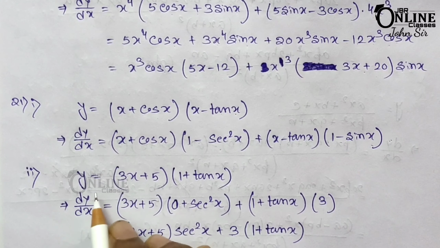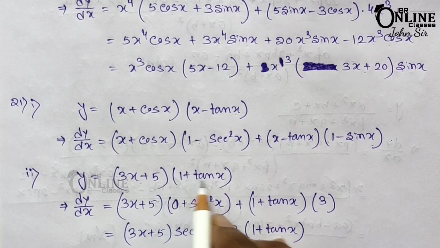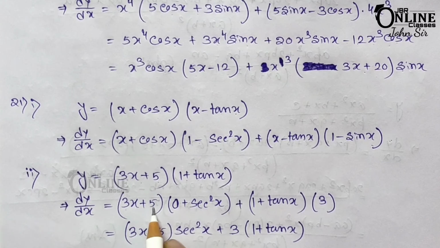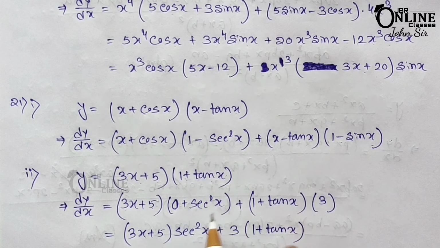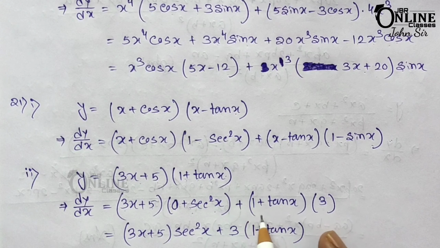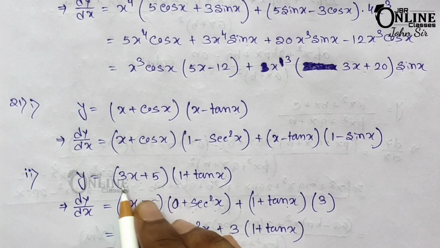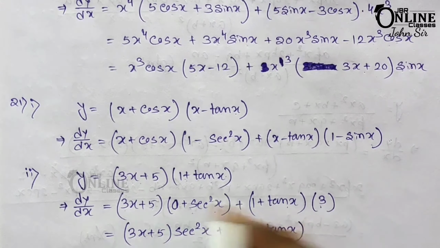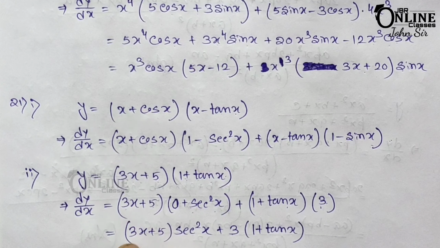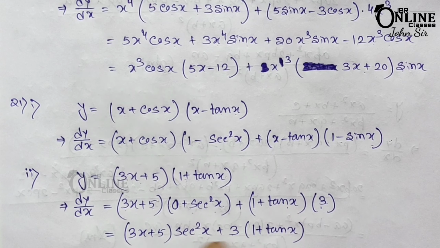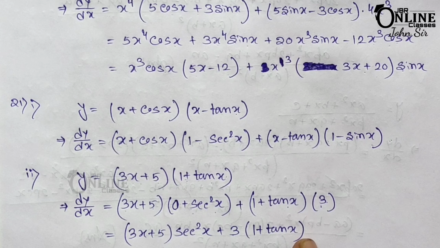Now next, number 2. Here 3x plus 5, 1 plus tan x. So first one will be here and the derivative of this one is, as 1 means 0 and tan x derivative sec square x. Now second one, 1 plus tan x, the derivative of 3x equal to 3 and derivative of 5 equal to 0. No need to write down this one. Okay, so it will be 3x plus 5 into sec square x plus 3 into 1 plus tan x.